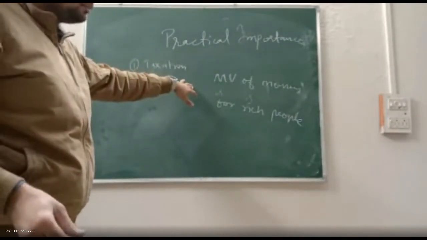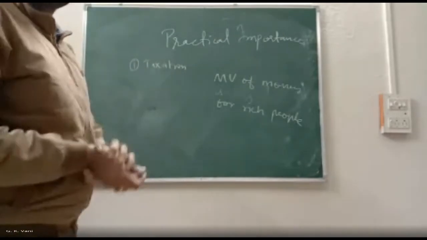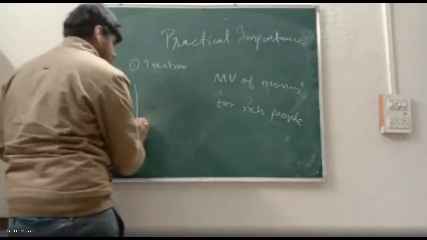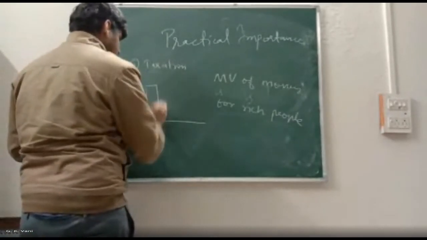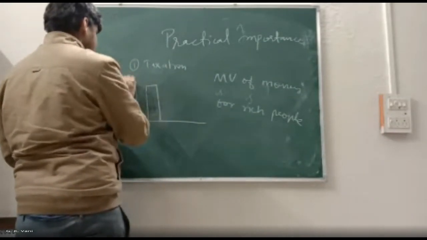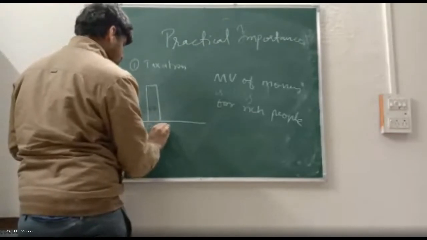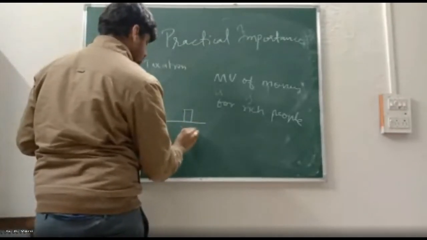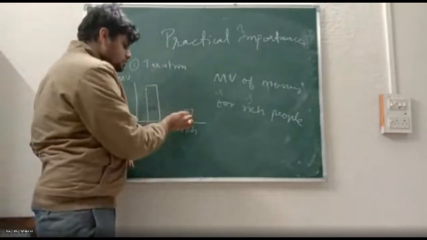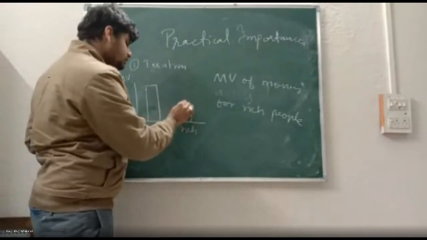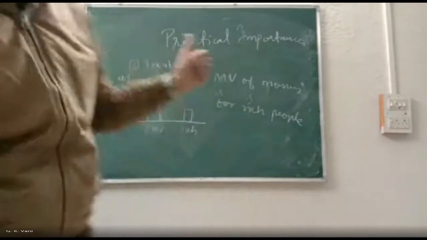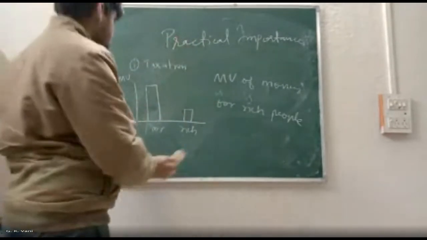This is the basic principle based on which we say that welfare economics works. So they said this is the amount of marginal utility, poor people. This is rich people. Now they say that you should tax rich people until the marginal utility of rich people and poor people are equal. This is what classical welfare economics says.